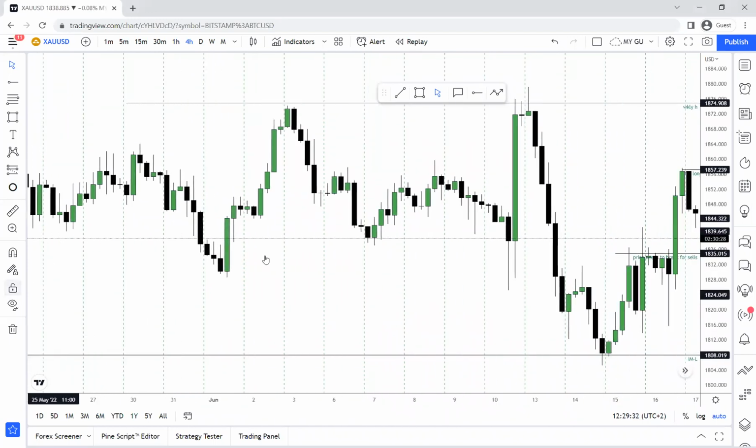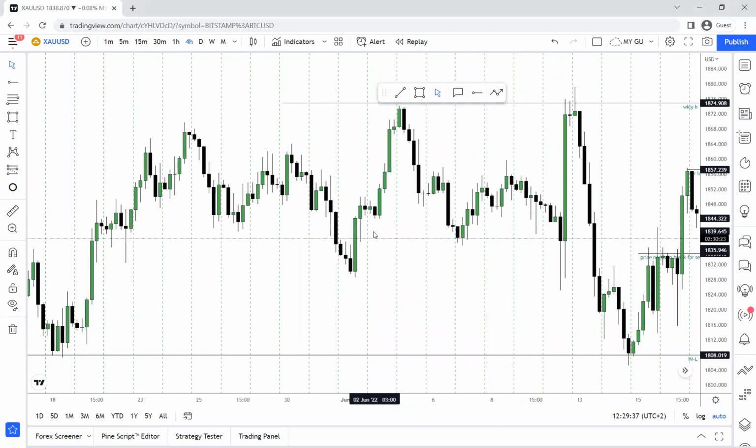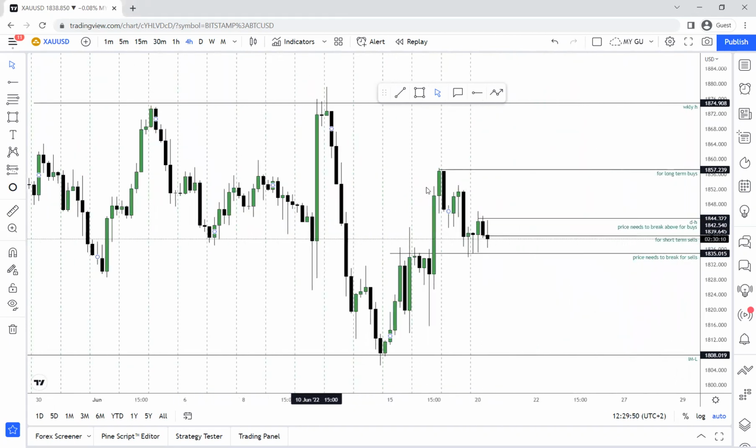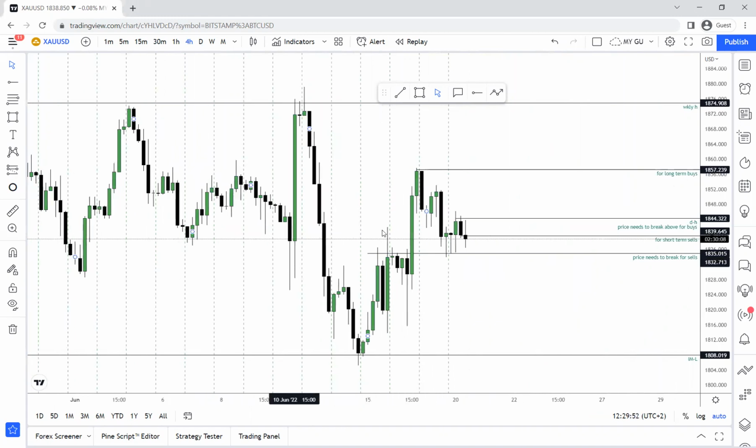All right. Now remember, price is most likely going to retest the nearest high or the nearest low of the previous 4-hour candle before it pushes to where it needs to go. That's just obvious. Price always retests before it pushes to where it wants to go.